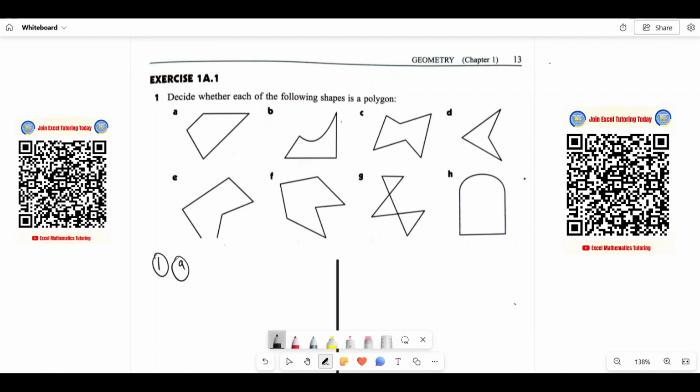The first one: every side is a straight line, so the first one is a polygon. And the second, that is B. Is this a polygon or not? No, because the first side you can see here is a curved side. The other sides are straight lines, but the fourth side is not a straight line. So this one is not a polygon.